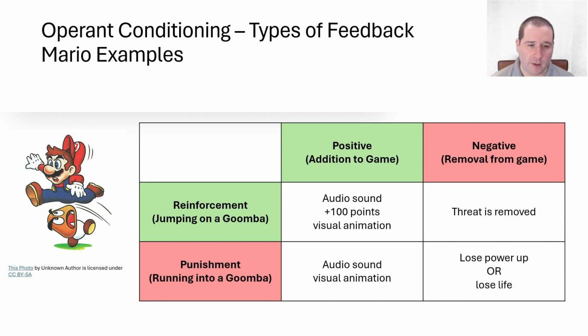How about negative reinforcement? When you jump on a Goomba, the threat is removed. He's a bad guy in the game. He can hurt you. But if you jump on him, the game will remove him for you. That's an example of negative reinforcement. We're taking away something they don't like to reinforce that good behavior of jumping on the Goomba. Good job.